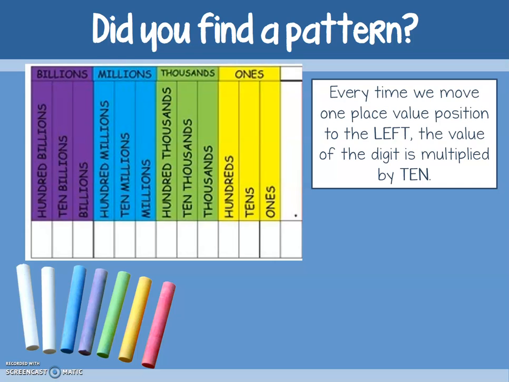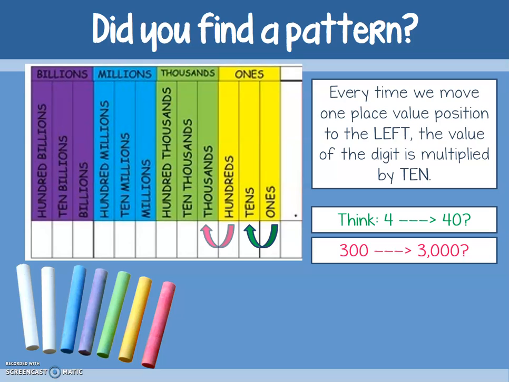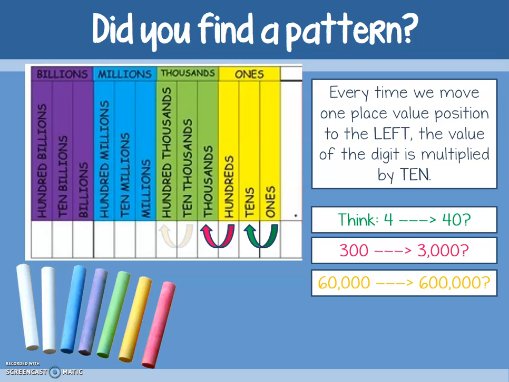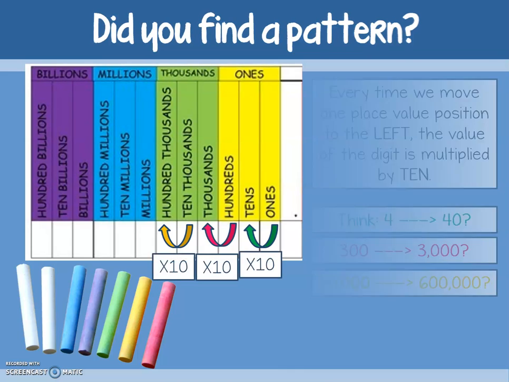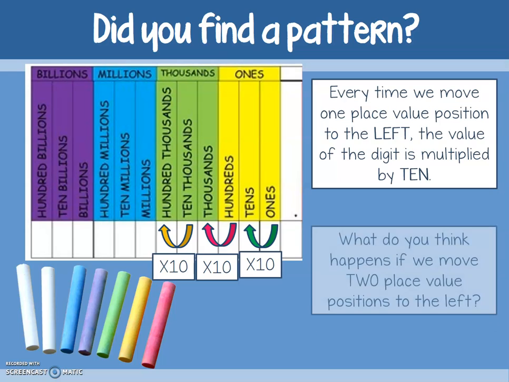Every time we move one place value position to the left, the value of the digit is multiplied by 10. So when 4 became 40, we moved from the ones place to the tens place, that's one position to the left, and we multiplied by 10. When 300 became 3,000, we moved from the hundreds place to the thousands place. That's one position to the left. And finally, when we went from 60,000 to 600,000, we moved from the 10,000s place to the 100,000s place by one position. Each time, we multiplied by 10, because in our place value system, each place value position, as we move to the left, gets multiplied by 10.